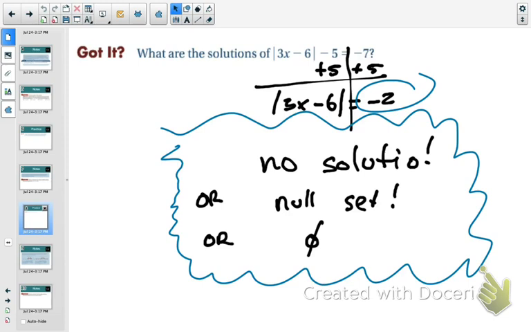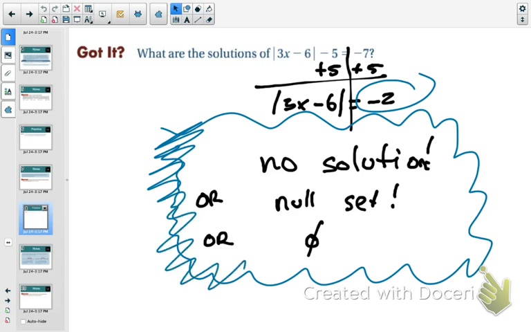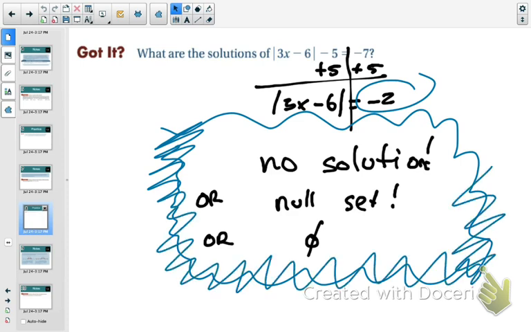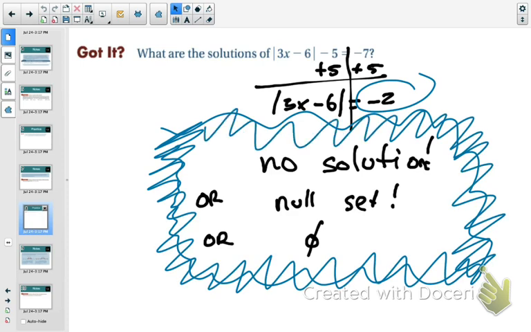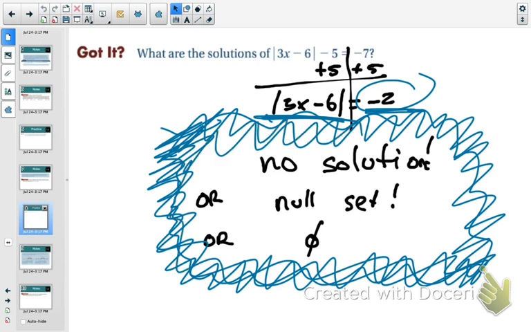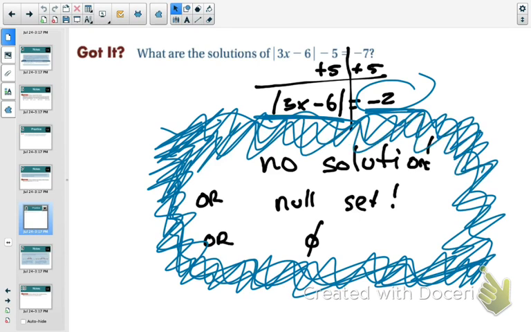Okay, oops, I put solutio. Solution. Yeah, so this is going to be no solution, because it cannot equal a negative. So this absolute value part right here cannot equal negative. So we're not going to write the two equations. We're not going to say 3x minus 6 equals positive 2 and 3x minus 6 equals negative 2. We're just going to say this is no solution because absolute value can never be negative.